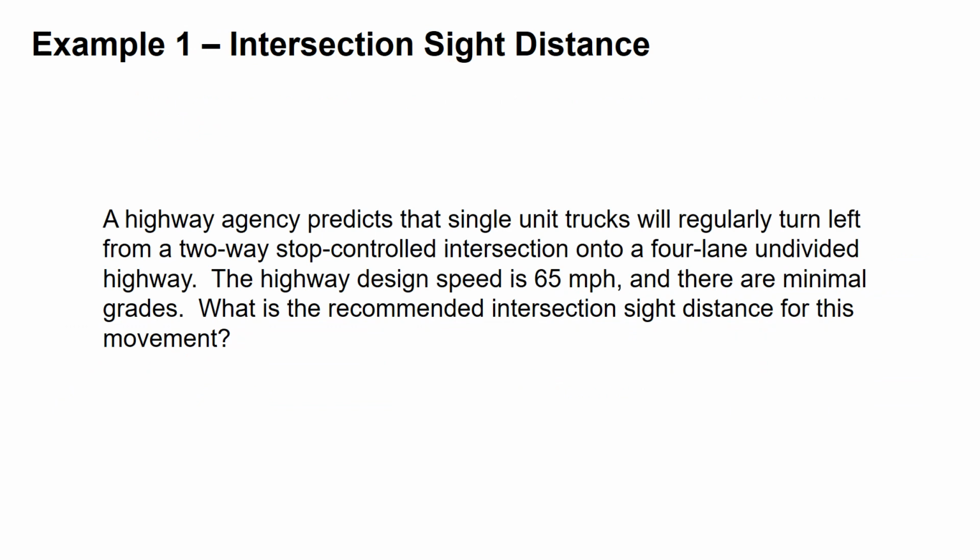So let's take a look at a few examples. In this first one, we're told that a highway agency predicts that single unit trucks will regularly turn left from a 2-way stop controlled intersection onto a 4-lane undivided highway. The highway design speed is 65 miles per hour, and there are minimal grades. What is the recommended intersection sight distance for this movement? In particular, again, we're focused on that left turn from a stop-controlled intersection.